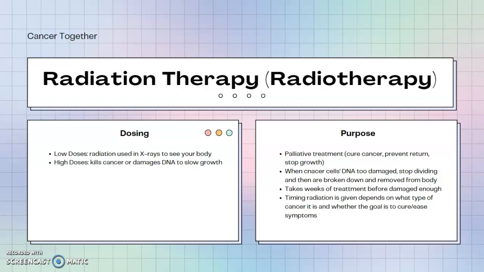From our previous videos, we know that radiation therapy will hurt healthy cells through this method, but the damage won't be permanent since they'll be able to heal and recover from the therapy. Aside from treating cancer, radiotherapy can also be used as a palliative treatment to ease symptoms caused by cancer. For this type of treatment, the timing it's given depends again on what the type of cancer is and whether the goal is to cure cancer or ease the symptoms it causes.